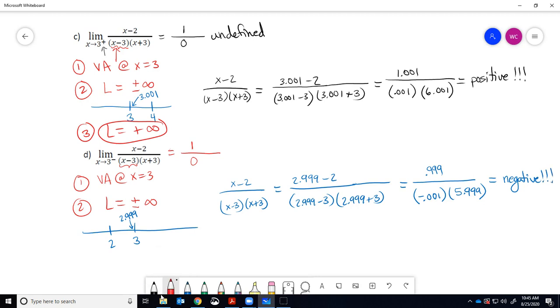So, number 3 over here. According to our testing, what is the limit going to be as x approaches 3 from the left? Negative numbers all the way to negative infinity.